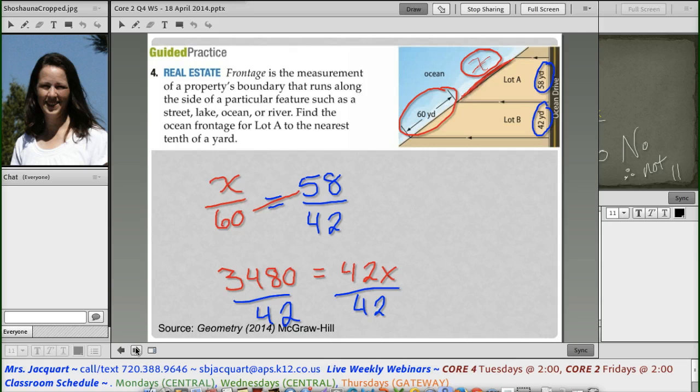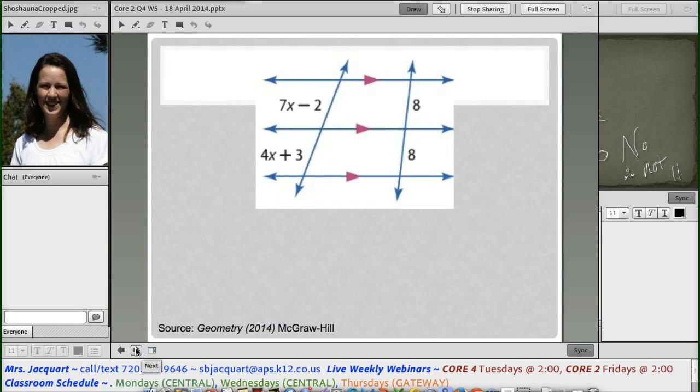And we get 82.9. And we're talking yards. Super duper cool. That's how you work that. Okay. So let's find and solve for X.